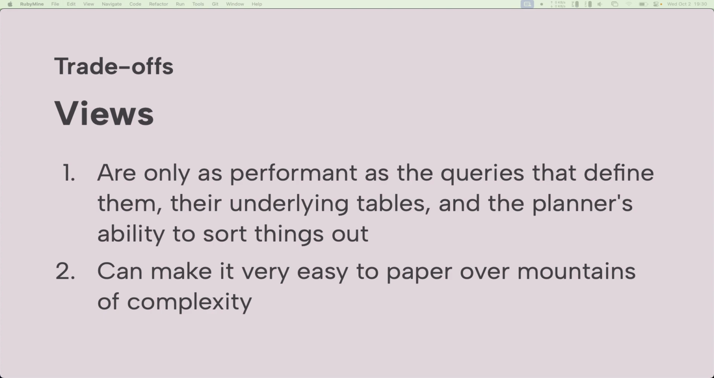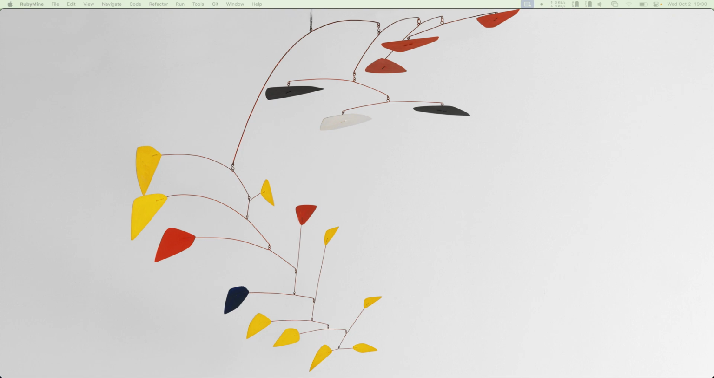It can also make it super easy to paper over mountains of complexity. In some cases, which thankfully we've cleaned up since, we had views calling views calling views. And then your query plans look like an Alexander Calder mobile. Points for art references, but this is literally what Datadog would look like for some of these things. And then I had to be the defender of the database and say, what the heck are you doing?